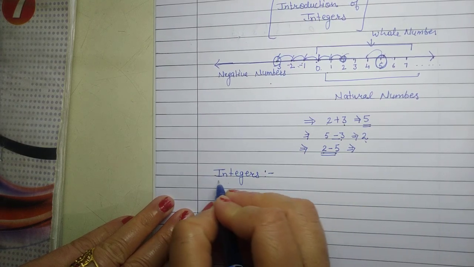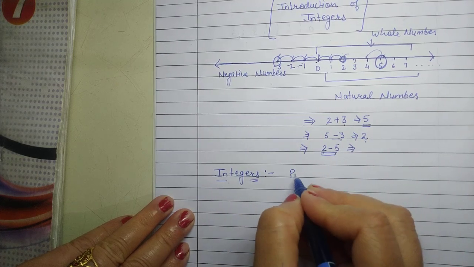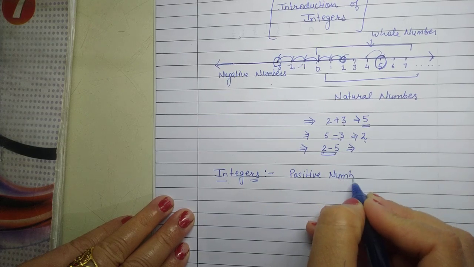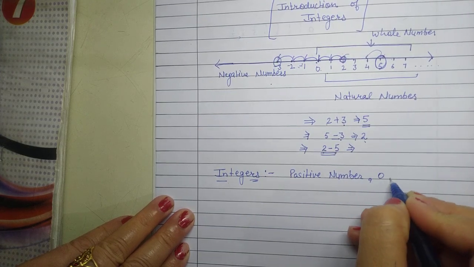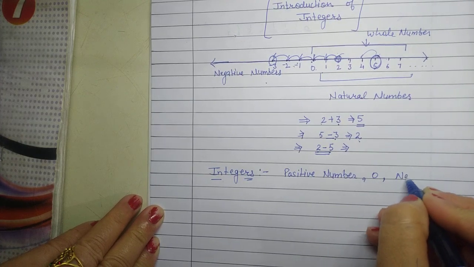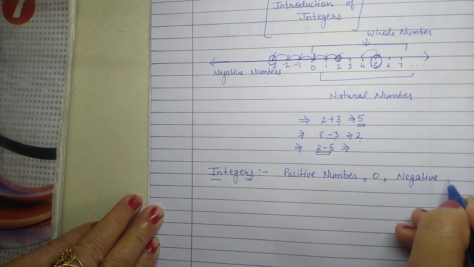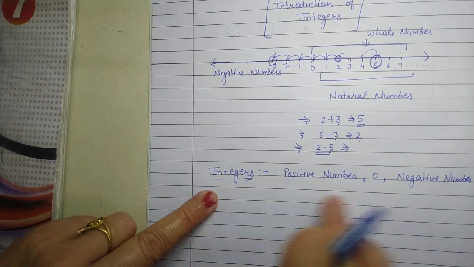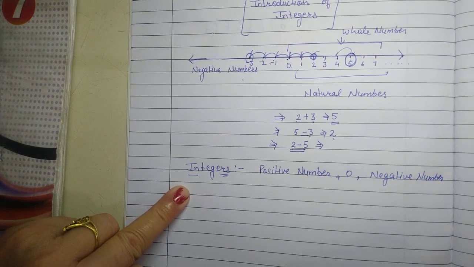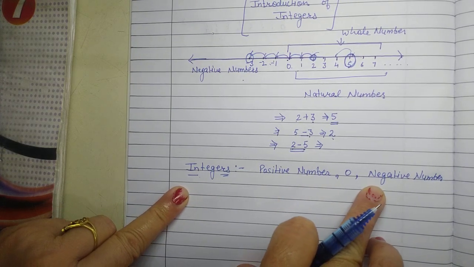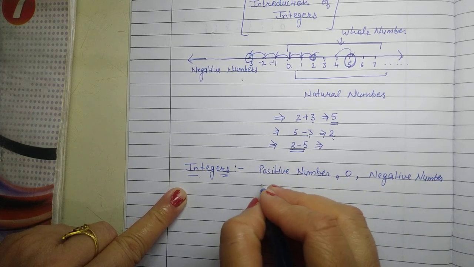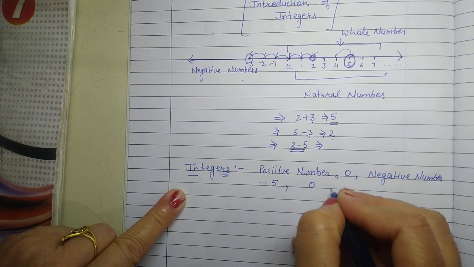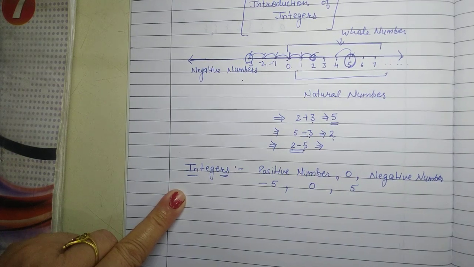So students, integer is a combination of positive numbers, zero and negative numbers. I repeat again, integer numbers include all the positive numbers, whole numbers and negative numbers. So I can say -5 is also an integer, 0 is also an integer and 5 is also an integer.